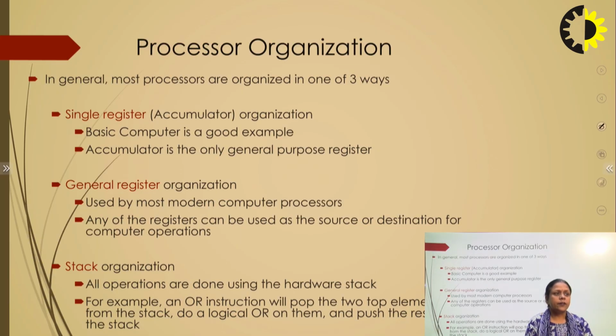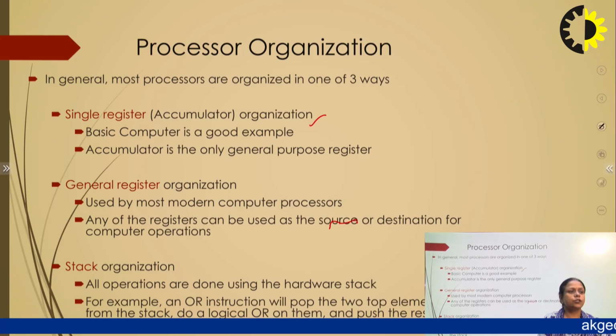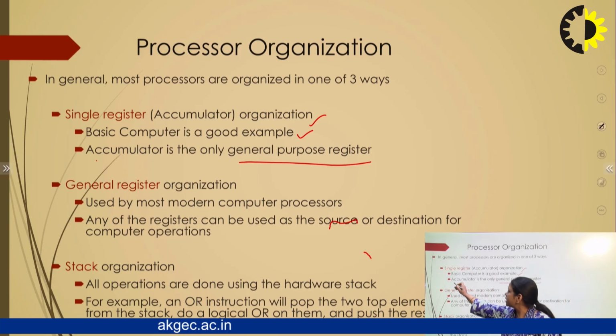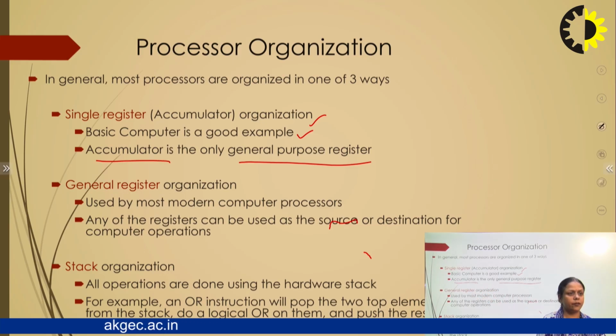Now, first is the single register or accumulator organization. This is used in the basic computer, so we can say that the basic computer is a good example of a single register organization. The accumulator is the only general purpose register. It is the only register we have, and its name is accumulator. This is the processing register. Every operation will be performed in the accumulator only.